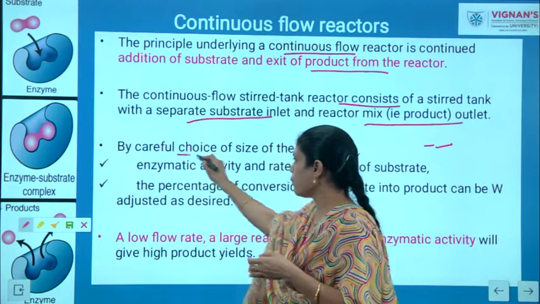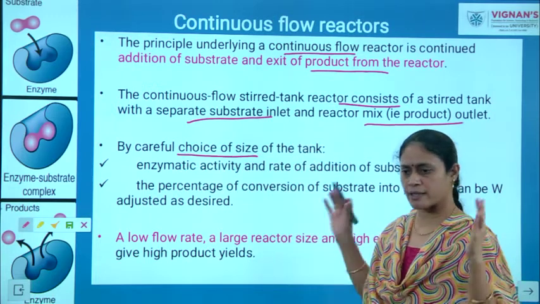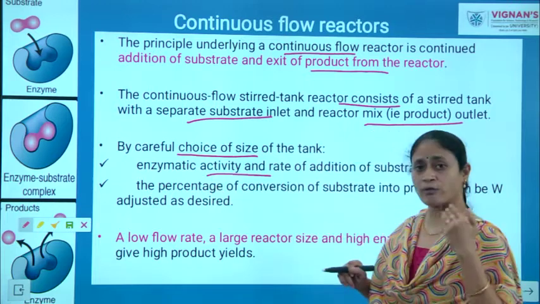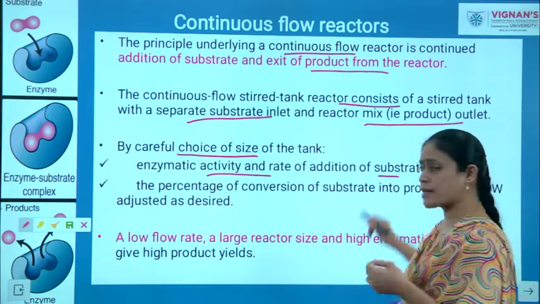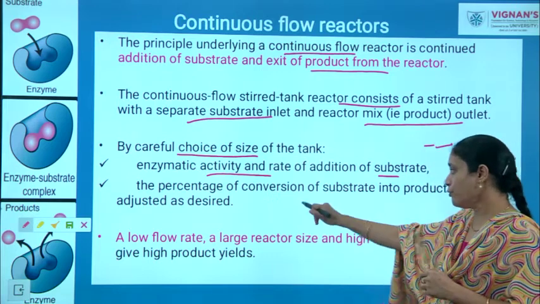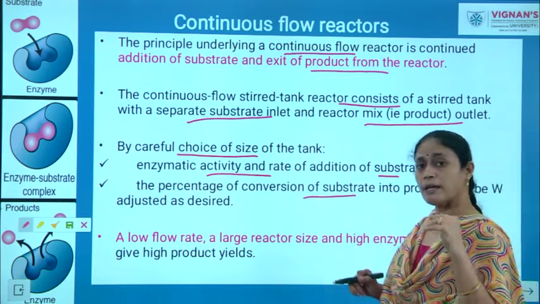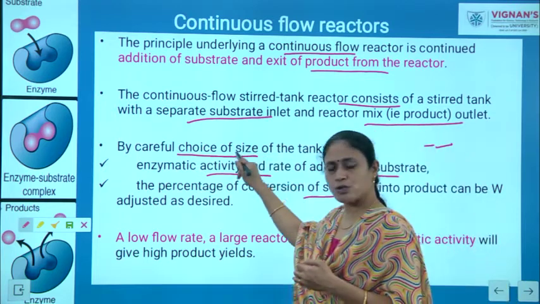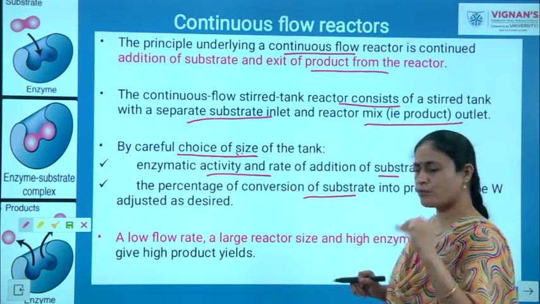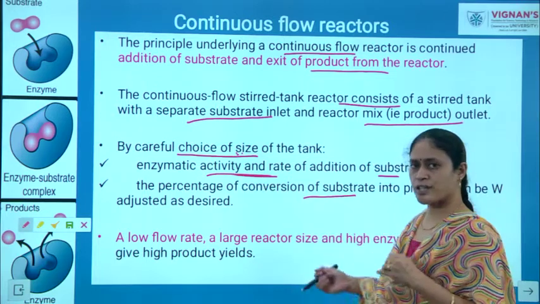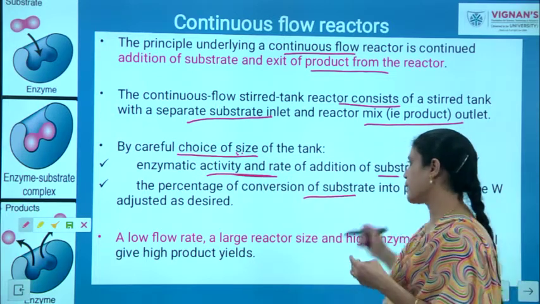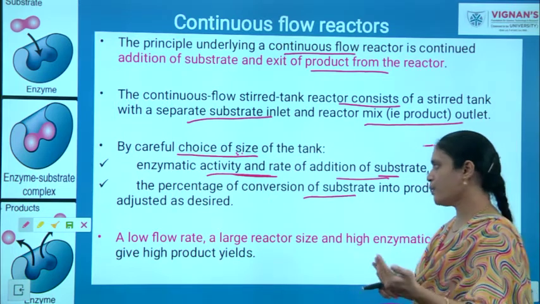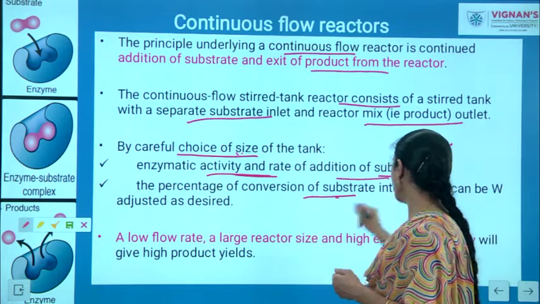Moreover, by careful choice of the size of the reactor, by deciding the proper size of the reactor, the enzyme activity, the rate of addition of your substrate, as well as the percentage conversion of your substrate to product can be adjusted to the desired extent. So, by carefully choosing the size of the tank of the reactor, you can adjust your enzyme activity, the rate of addition of your substrate, and the conversion of your substrate to product.